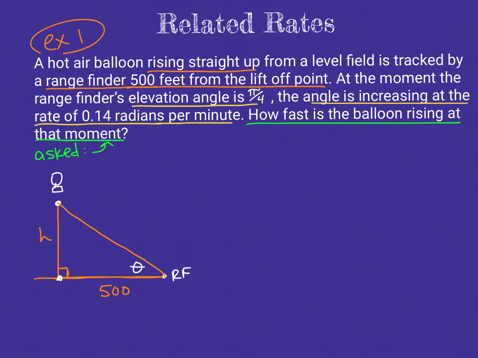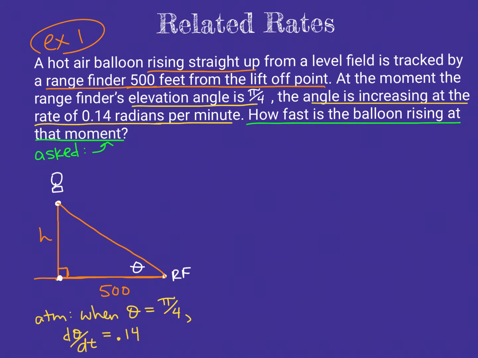So basically, we need to write out the couple things that we know off to the side. We know something about a specific moment, so I'm going to write "at the moment," ATM, right down here. We know at the moment the rangefinder's elevation is pi over 4, so when the angle is pi over 4, we know the angle is increasing at a certain rate. We write that as d theta dt, the way the angle is changing with respect to time, and it's 0.14 radians per minute. So we have successfully drawn this out and written out the things that we know.